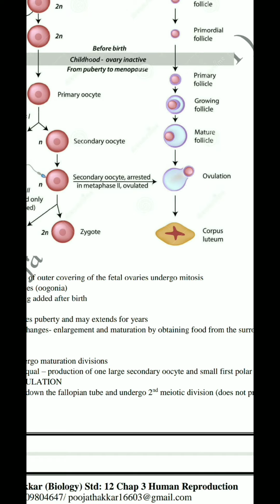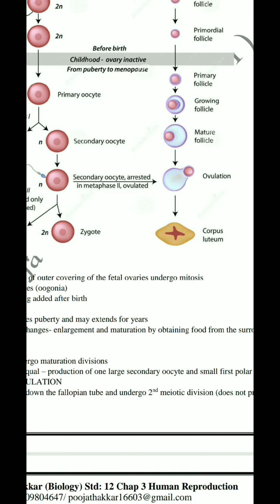Simultaneously, it is having the cavity, which is showing in light blue color, that is filled with fluid, a particular kind of fluid which is formed by the cytoplasmic divisions of follicular cells, and the cavity is then known as antrum, which is fluid rich, that is also providing nourishment to the secondary oocyte.